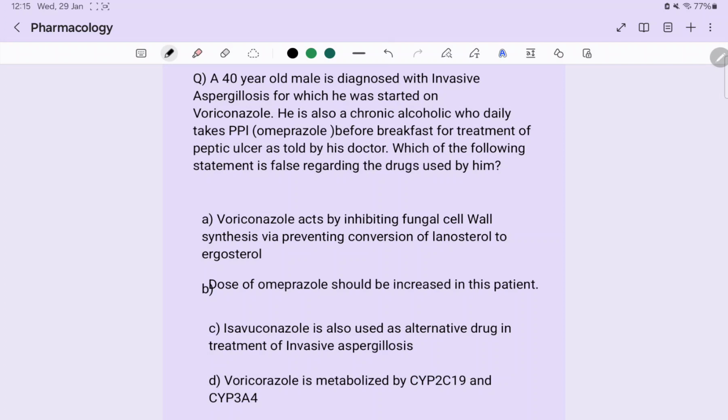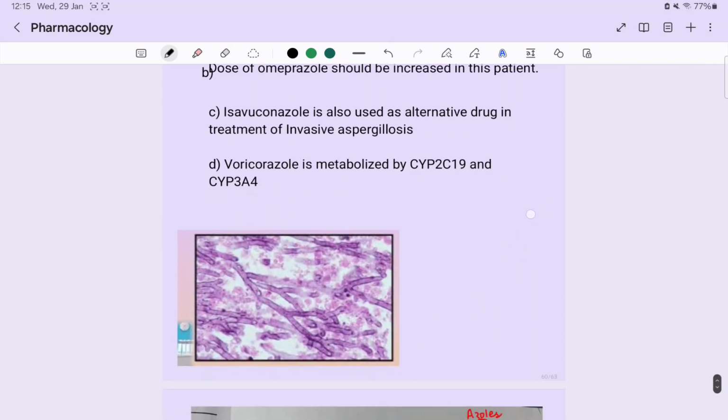So now let's start with this question. Invasive aspergillosis. First of all, aspergillosis is a very important topic. One question will be asked from aspergillosis, mucormycosis. It will definitely be asked.